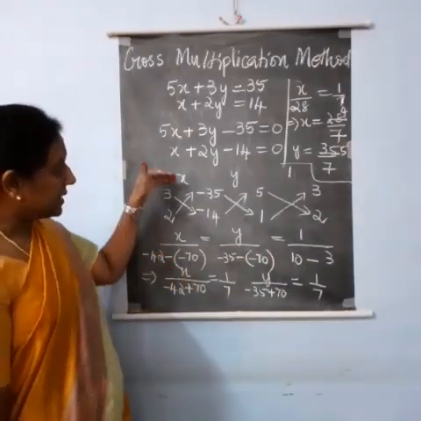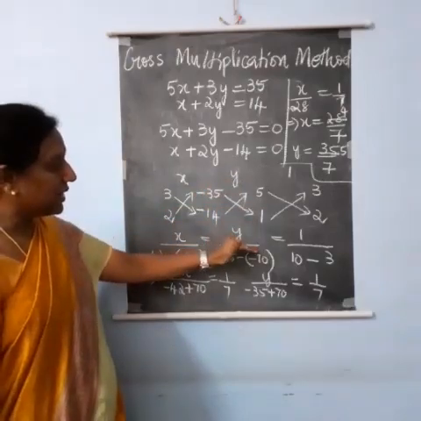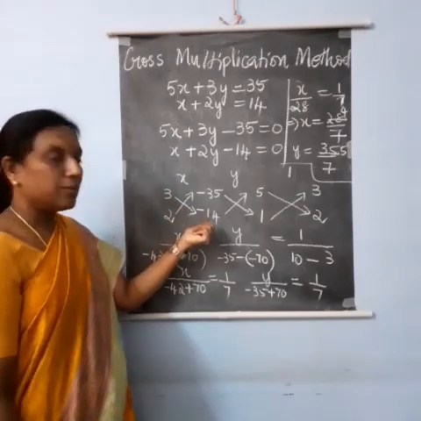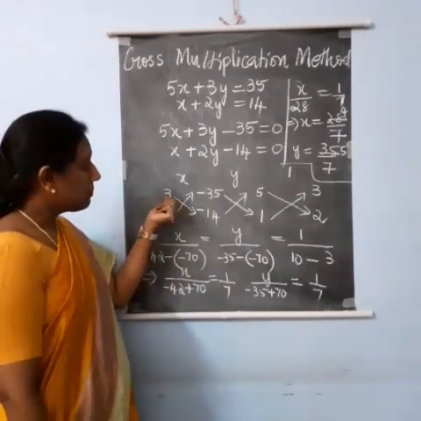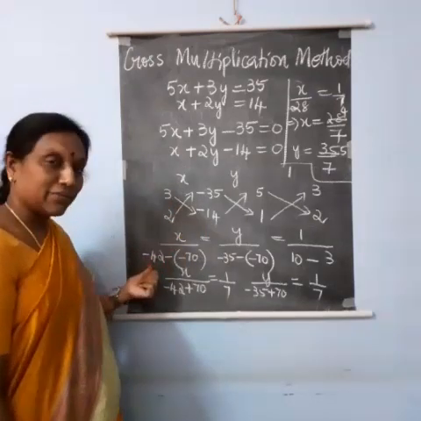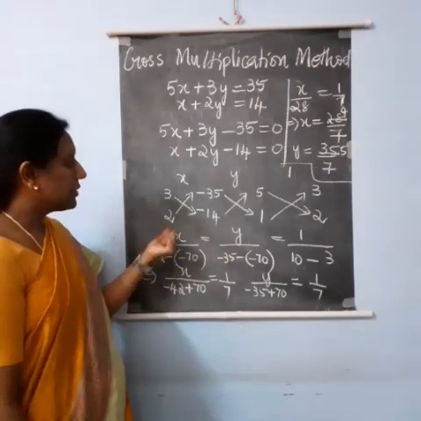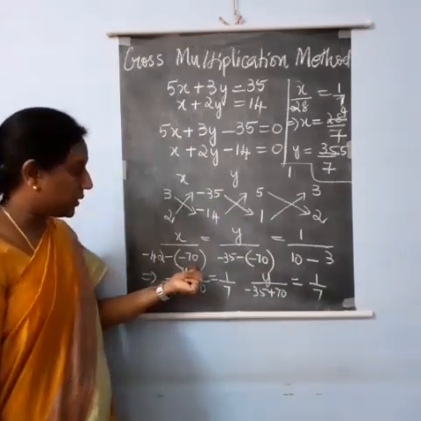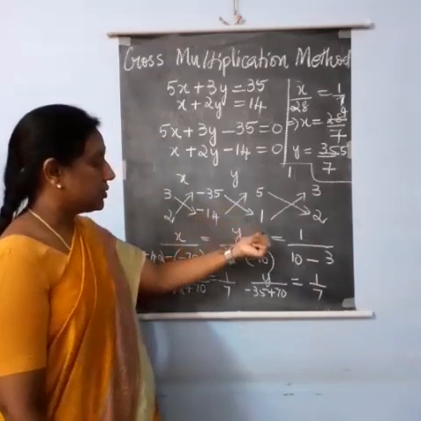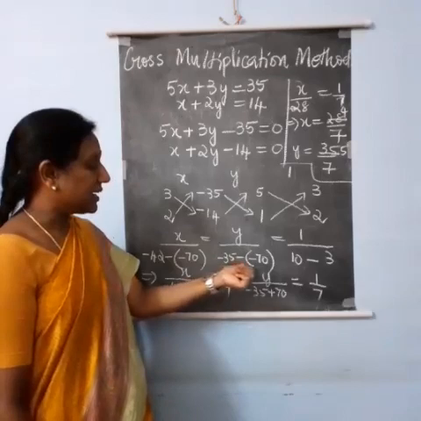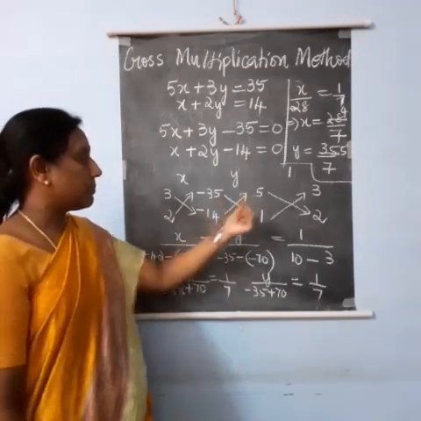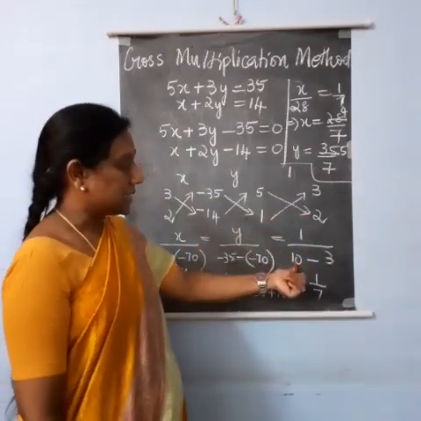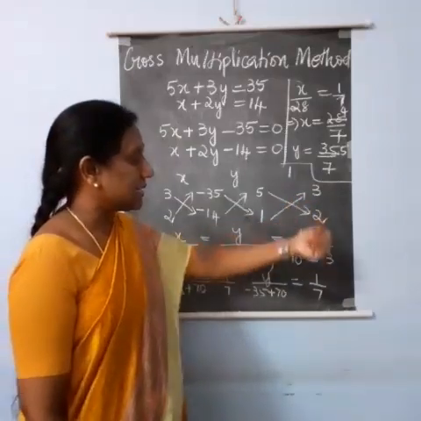Then I've said x divided by, y divided by, 1 divided by. Now the formula goes as top to down minus down to top. So top to down, 3 into minus 14, I have got minus 42, minus of down to top. What is down to top? Minus 70. Are we okay with that? Same goes, top to down will become minus 35, minus of down to top, minus 70, equal to top to down, 5 2s are 10, minus down to top, 1 3 is 3.